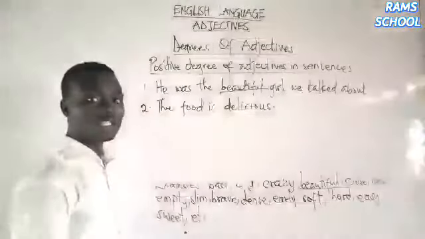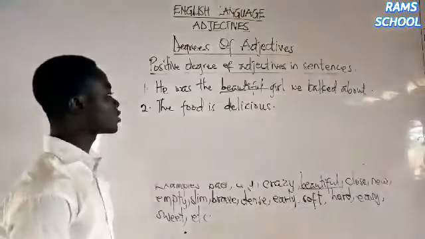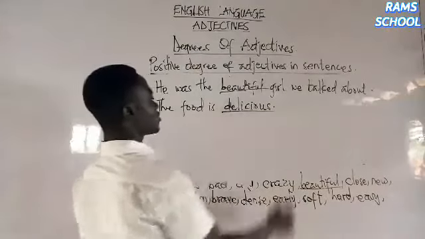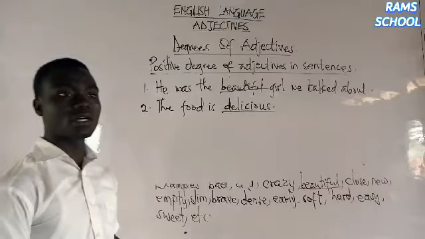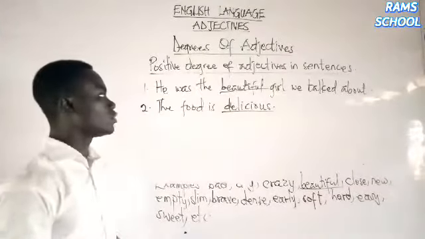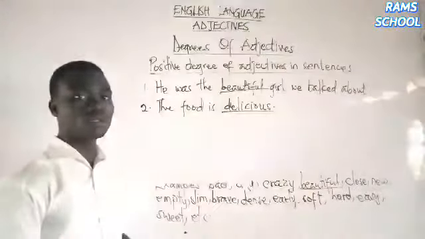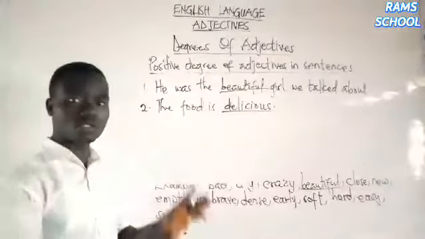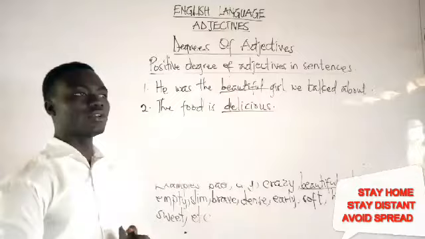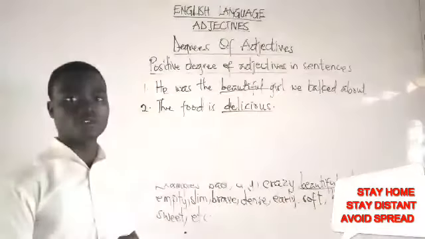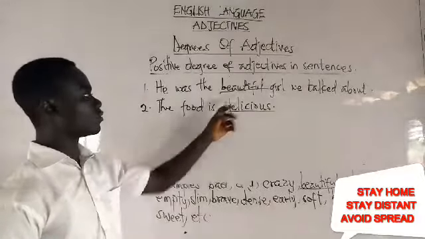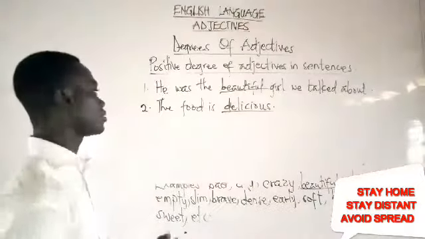Example 2. The food is delicious. What is the adjective here? Delicious. What is being used to describe the food? So we are talking about a food. A food. So we use delicious. If you want to use delicious to talk about two or more foods, it's different. Let's concentrate on just one food. So if you want to talk about one thing, use delicious or beautiful.